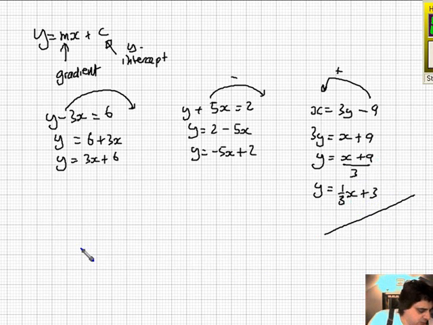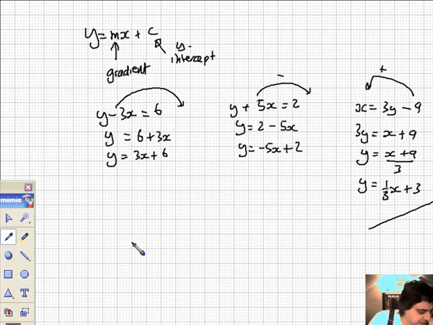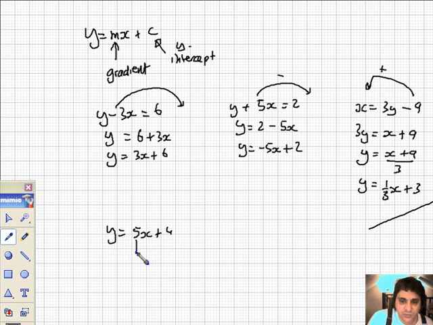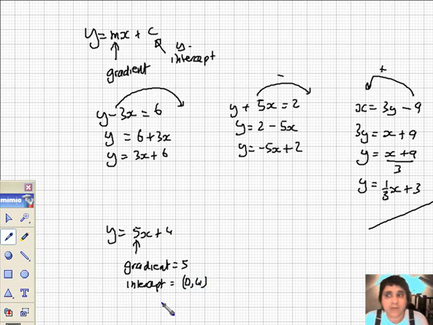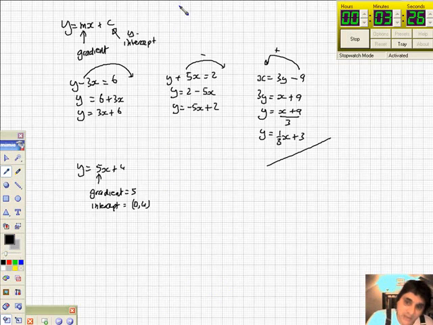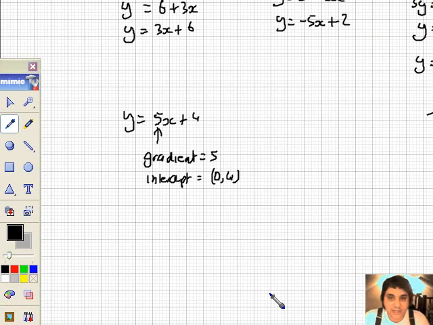Now, question 6 says write down the gradient and the intercept of each of these lines. Well, here's the first one on question 6. y equals 5x plus 4. Well, straight away that matches the gradient. It's in the correct position of the m. So the gradient equals positive 5. And the intercept is going to be the point it crosses on the y-axis. And straight away that's going to be 0, 4. Now the intercept will always be 0 something, whether it be 0, big number, or 0, minus big number. As long as it goes up and down the y-axis, you've got the intercept.